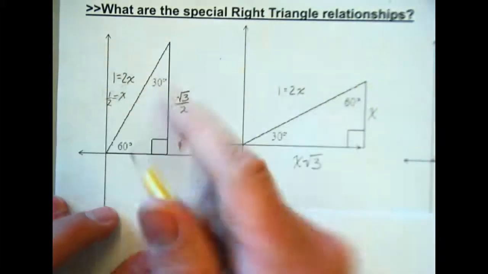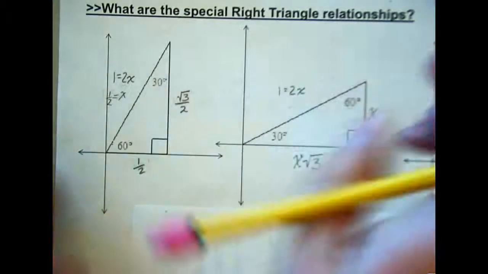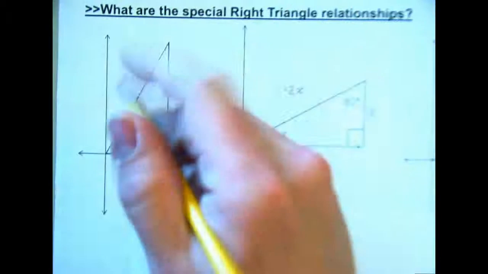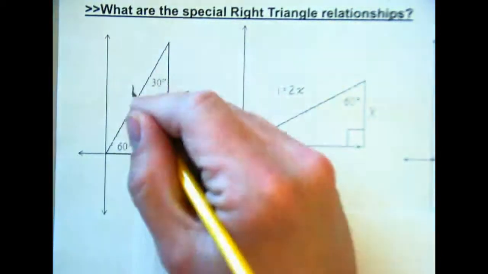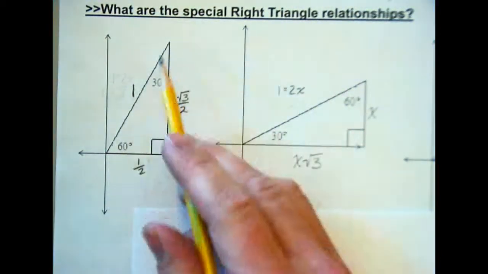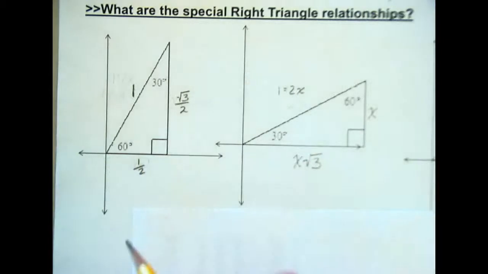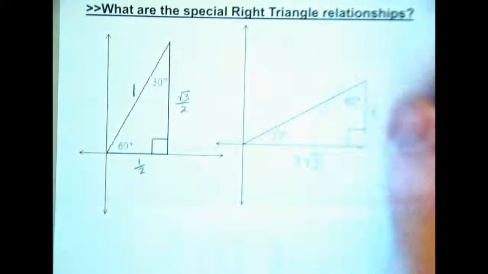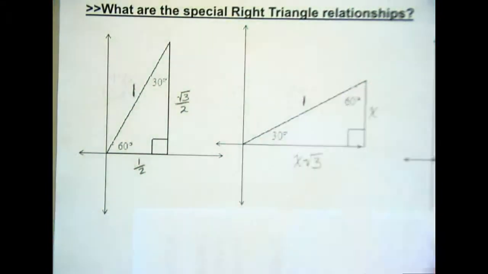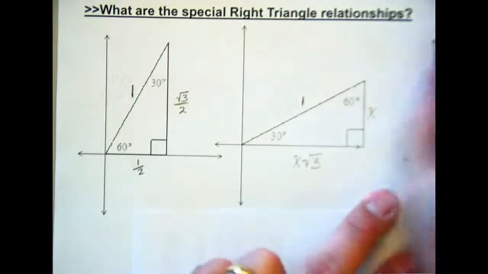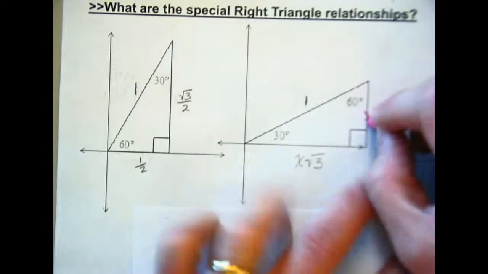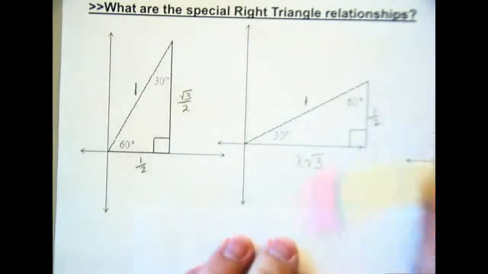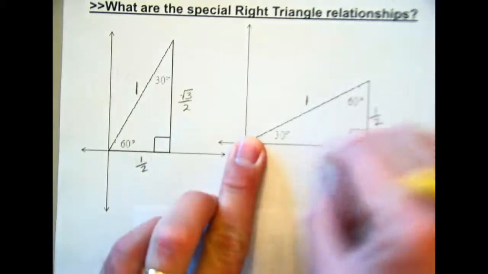We're transforming this into having a hypotenuse of, what's our hypotenuse here? 1. So when we have a hypotenuse of 1, this side is 1/2, this side is root 3 over 2. Here, the hypotenuse is also 1. It's just we've tipped the triangle a different way. That makes our x the same as this over here, which is 1/2. And this is root 3 over 2.